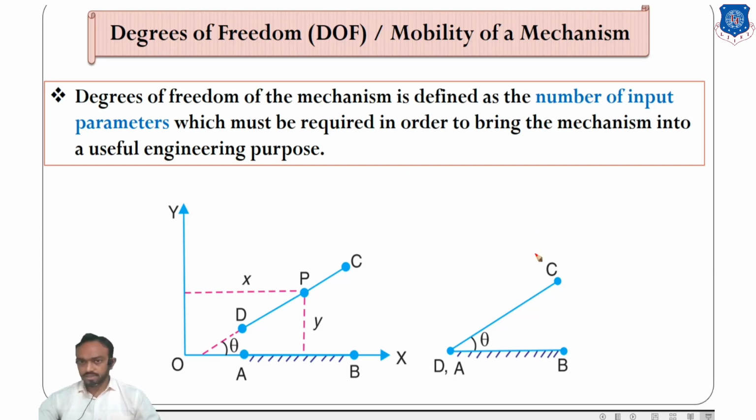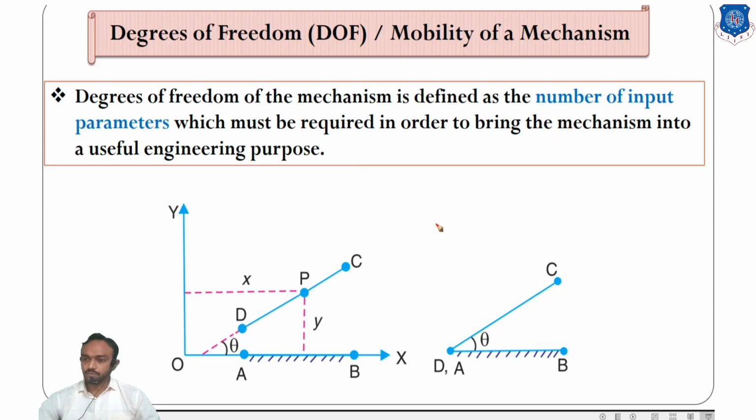First of all, check this definition of degree of freedom, or DOF. Degree of freedom of a mechanism is defined as the number of input parameters which must be provided in order to bring the mechanism to a useful engineering purpose. In simple language, if I want to use any mechanism, how many input parameters are required to get the output. First, we have to understand what degree of freedom is.